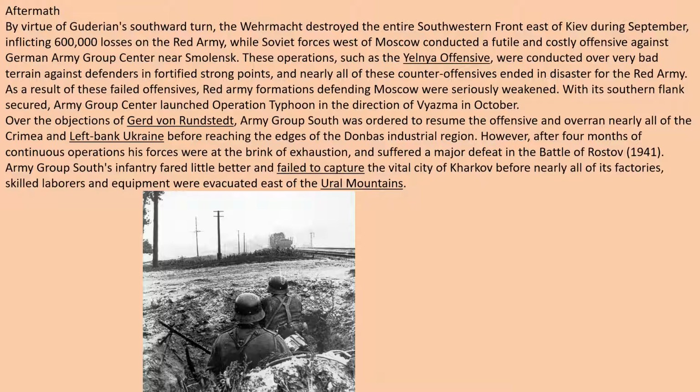Talking about Moscow, with its southern flank secured, Army Group Center launched Operation Typhoon, and certainly Red Army formations were weakened. And then, of course, over the objections of Gerd von Rundstedt, Army Group South was ordered to resume the offensive and overrun nearly all of the Crimea and left bank Ukraine before reaching the edges of the Donbass industrial region.